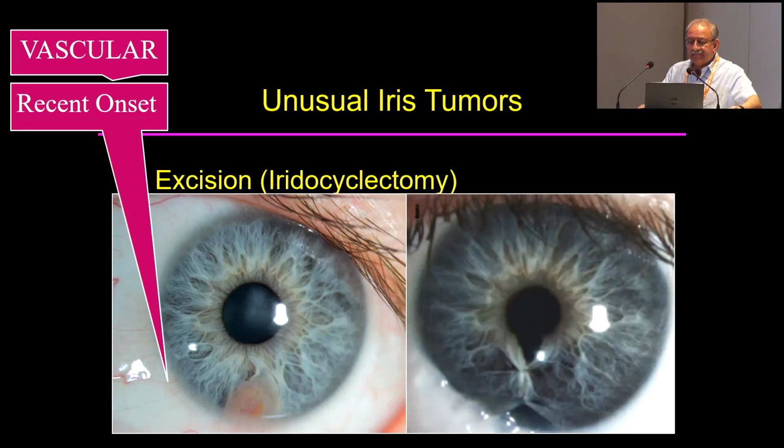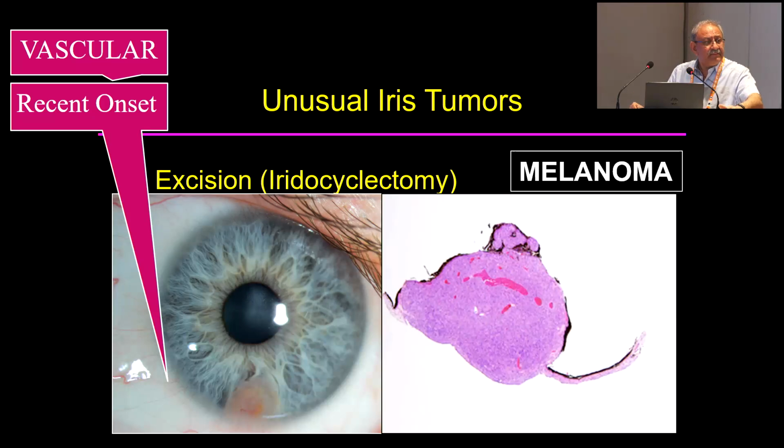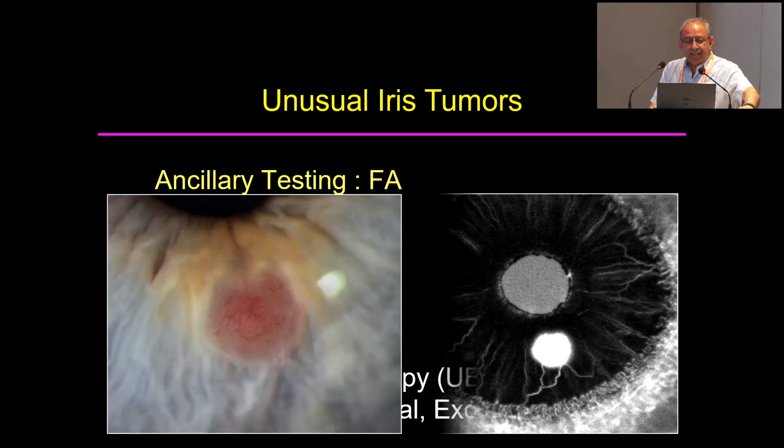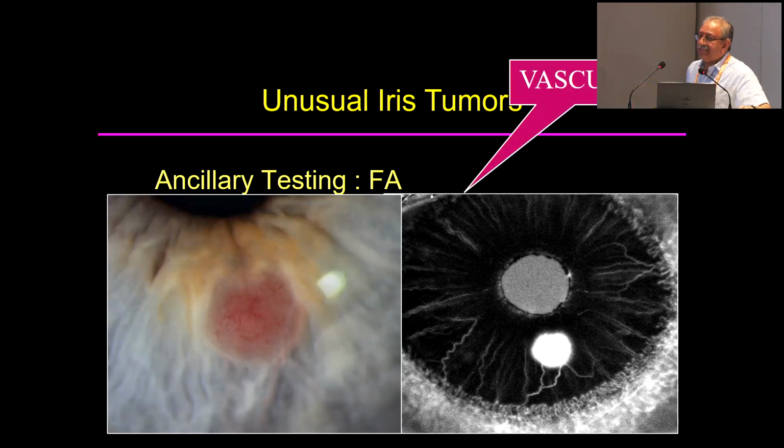I excised it, and it looked like it was melanoma. So I just showed you a totally translucent melanoma. Okay? Not FNAB, totally excised, completely confirmed. And he looked fine. And here's another translucent mass, also very, very vascular.